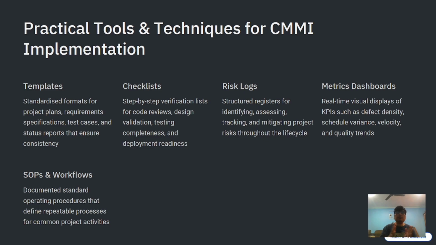If there are status reports, after executing something they are sending the status report. How do we ensure that full coverage of everything is there in the status report? We need a template for the status report as well. Give that status report template to the team, to the project. So templates are very necessary.